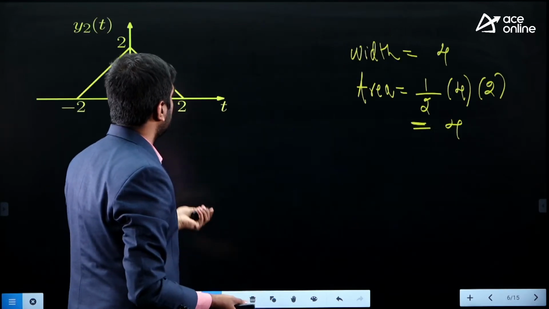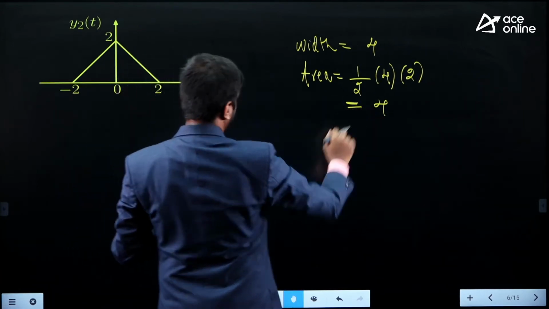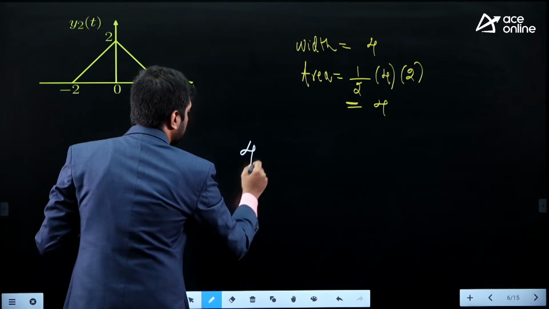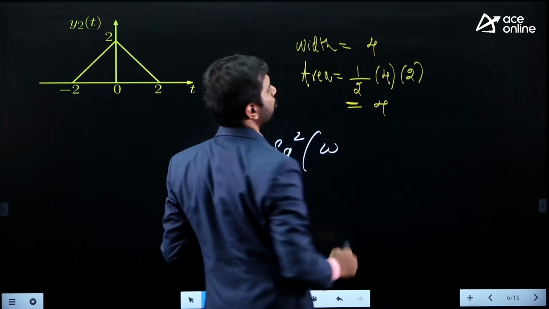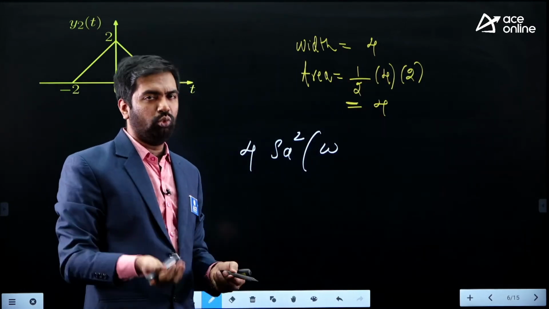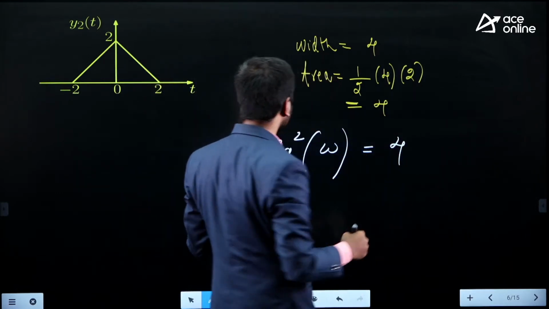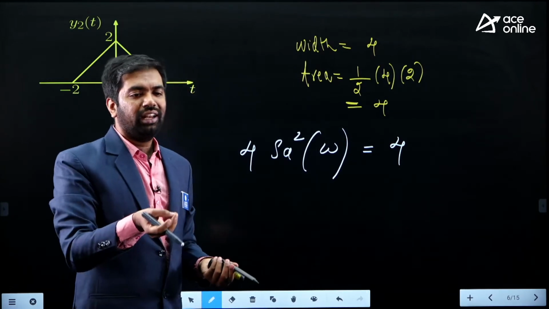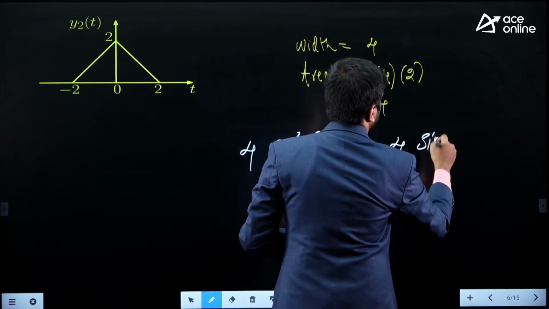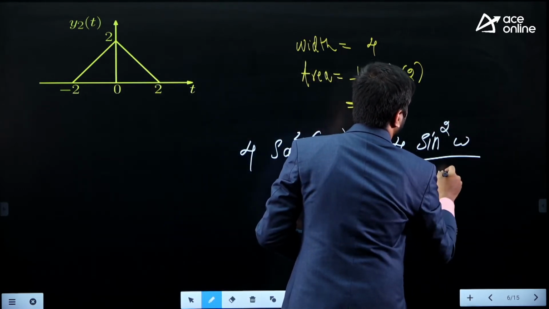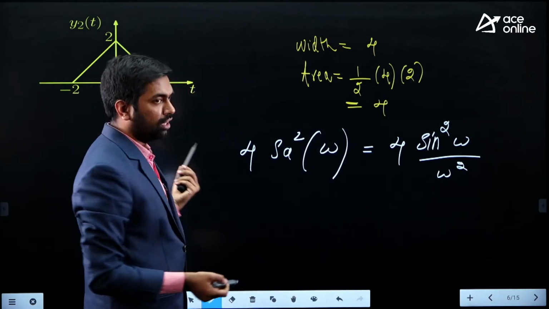Now let's try to answer this question. What is the area here? The area is 4. So what's the Fourier transform? It's 4 Sa square(omega into width by 4). What's the width? 4. 4 by 4 is 1. It is just Sa square(omega). So what you get is 4. You know what Sa is: Sa(x) is sin x by x. So this is nothing but 4 sin square omega by omega square. Okay, so this is how you find the Fourier transform of a triangular pulse.